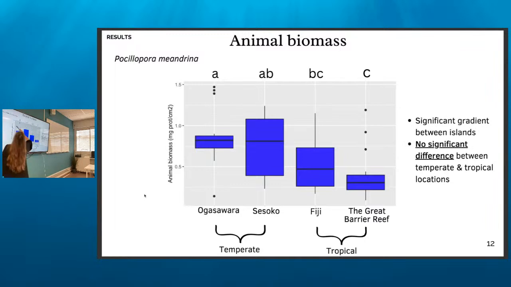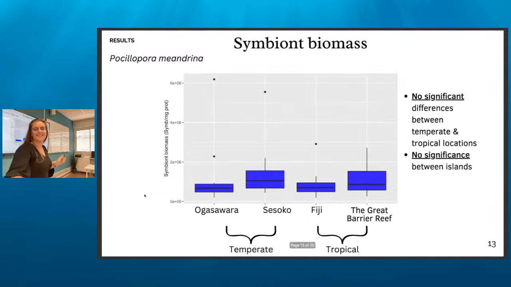That is represented by the letters on top of the graph as it correlates to significant similarities between the islands, not the temperate and tropical locations. For the symbiote biomass, we observed no significant difference between temperate and tropical locations and no significance between the islands.